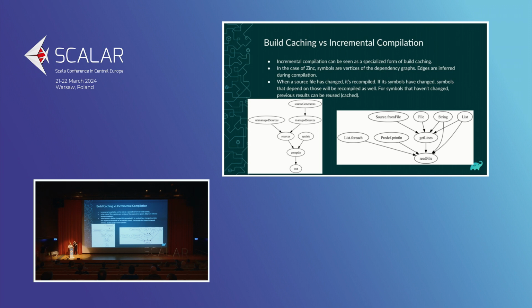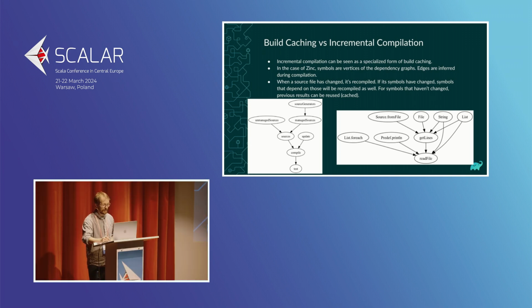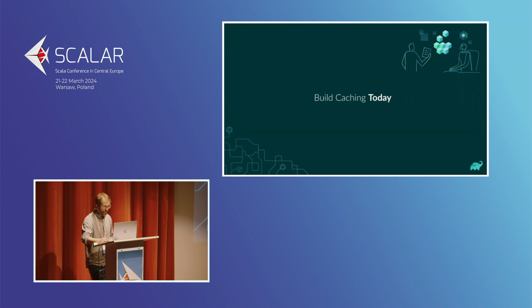At the bottom, we have a quick comparison between the dependency graph, simplified again, for the test task in SBT. So test depends on compile, which depends on update and the sources. The sources need to get them from SBT. It's either managed sources coming from source generators or the unmanaged sources. And on the right, we have an example of a dependency graph that Zinc could create for a function called readFile, which would get the lines, which would be a list of strings, out of a file using Source.fromFile, and so on. So we can see the parallel between the two.